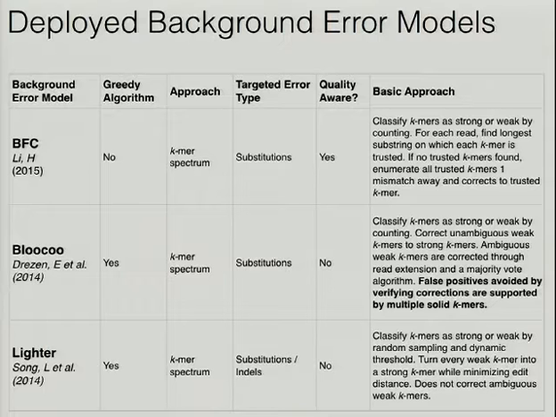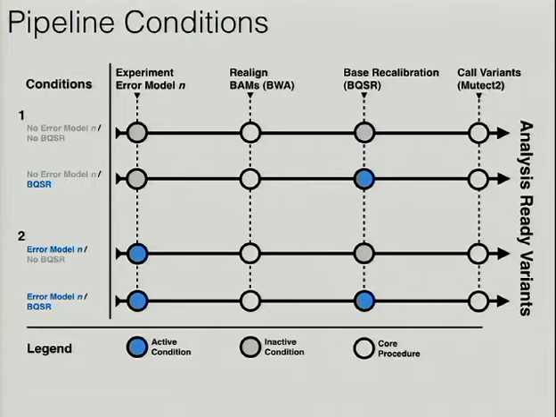So with our error models in hand, we then sought to develop the experimental conditions for this research. The pipeline conditions shown here were designed to be able to compare the BQSR condition and a no BQSR condition, both without an error model and in combination with an error model.